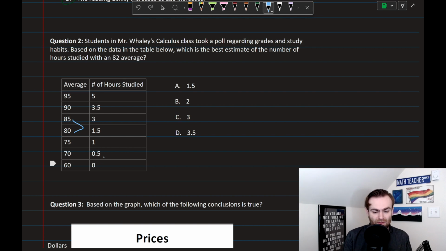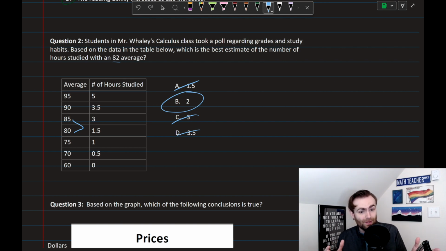And we can see that it looks like it just increases as we go up here. So we need an answer that is between 3 and 1.5. It doesn't make sense for a kid who got an 82 to study the amount of someone who got an 80 in this case, right? It doesn't make sense that they studied more than an 85, and that's just even more than that. So 2 is the only one that really makes sense there. Since we're looking at an average between 80 and 85, we should be looking for hours between 1.5 and 3.